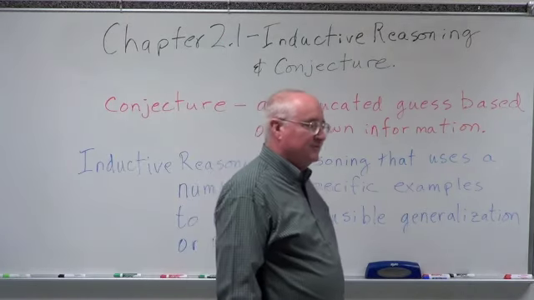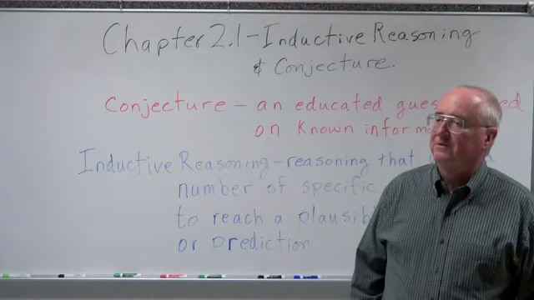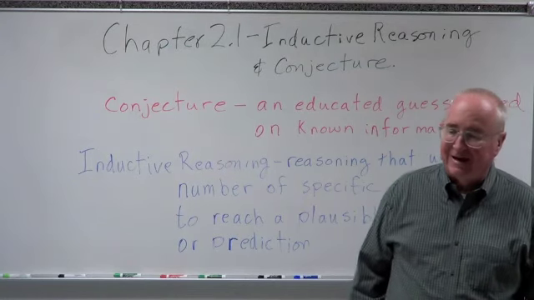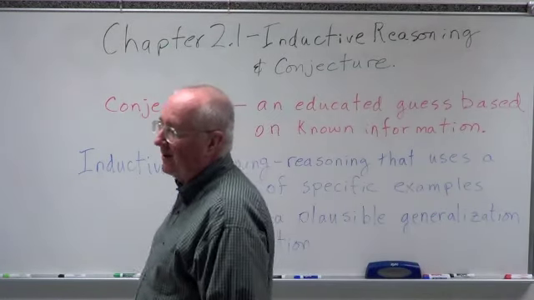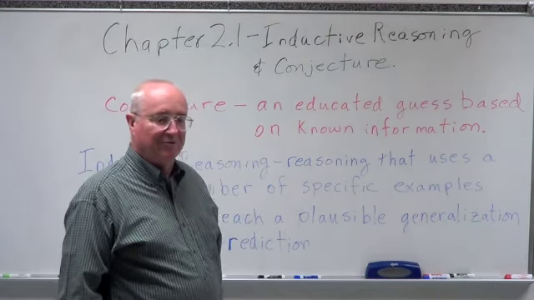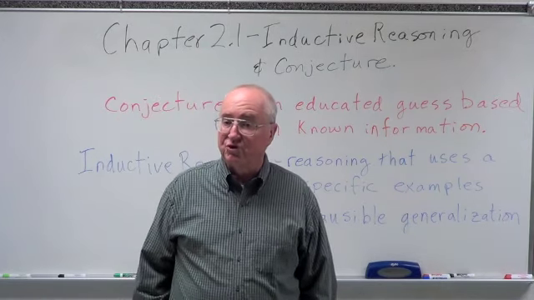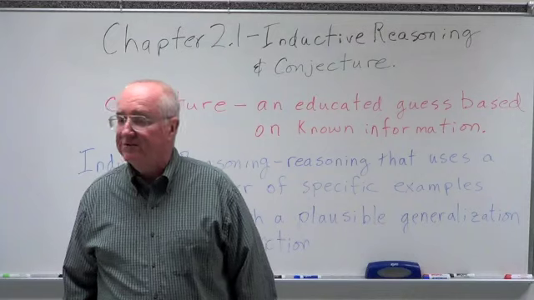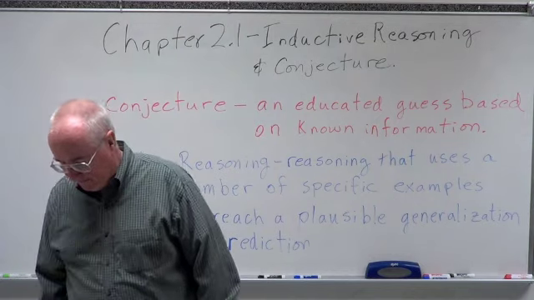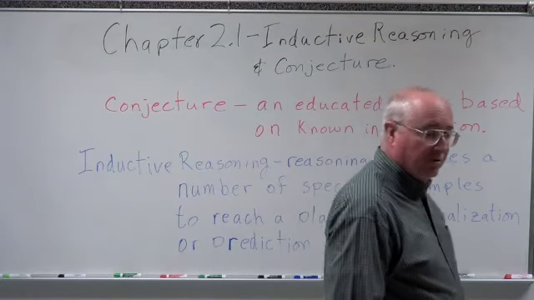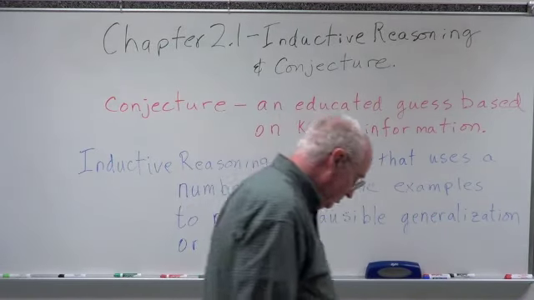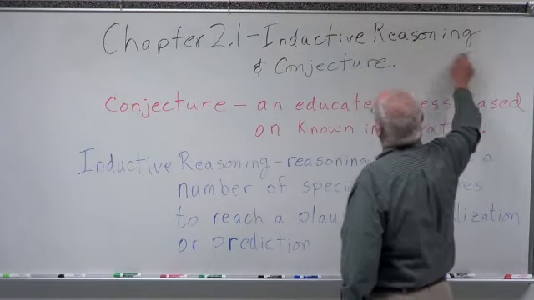Reasoning and proof. One of the things we have to do in geometry is reason out situations based upon the definitions, the undefined terms, and postulates that we have, and determine what is correct and what is true. So we're going to spend a couple of weeks on reasoning and proof to let you know what those rules are, and then we're going to start practicing those rules throughout the rest of the year on theorems, postulates, corollaries, and so forth. We're going to start section 2.1, Inductive Reasoning and Conjecture.